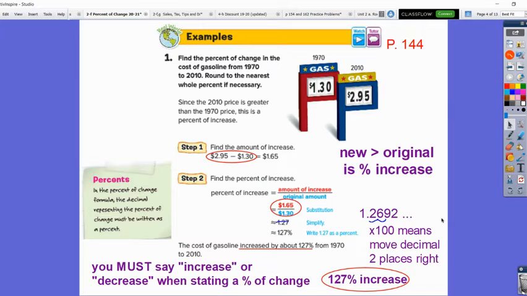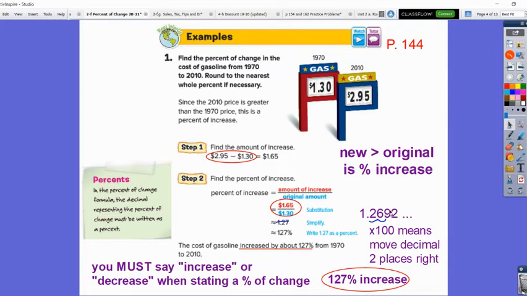1.2692, and so on. So it's not a percent yet, it's a decimal. Because we still multiply this by 100, moving the decimal 2 places to the right. This comes out to be about 127%.